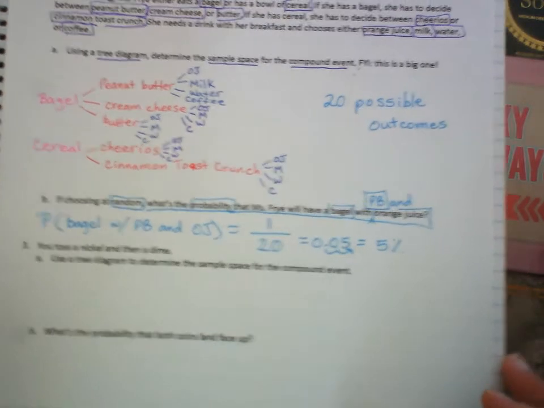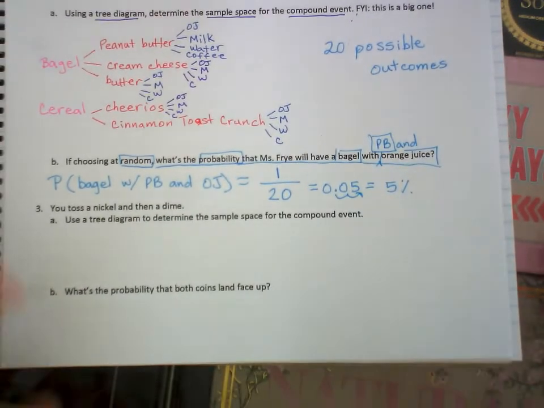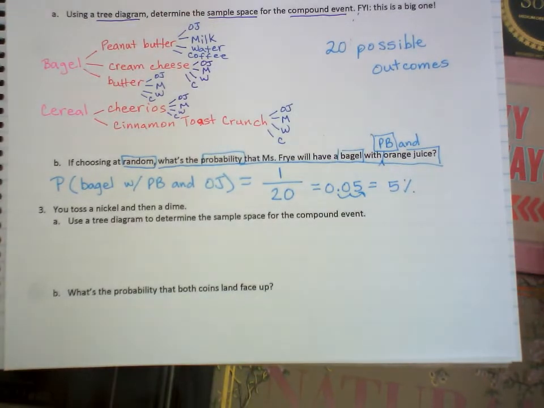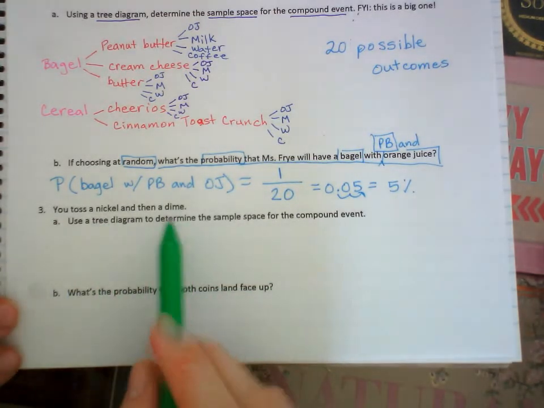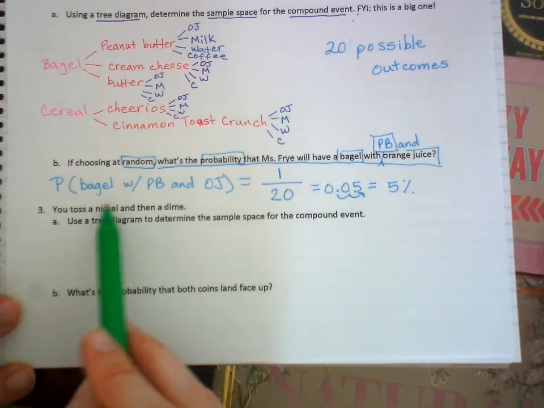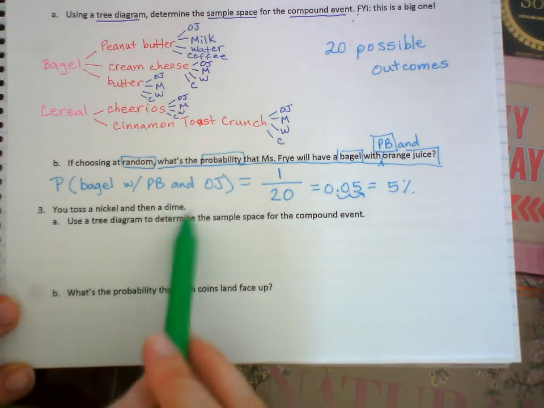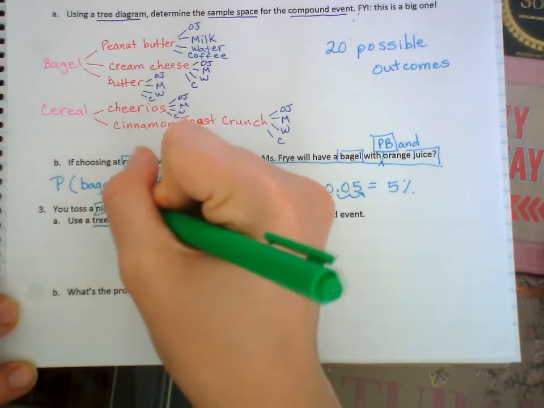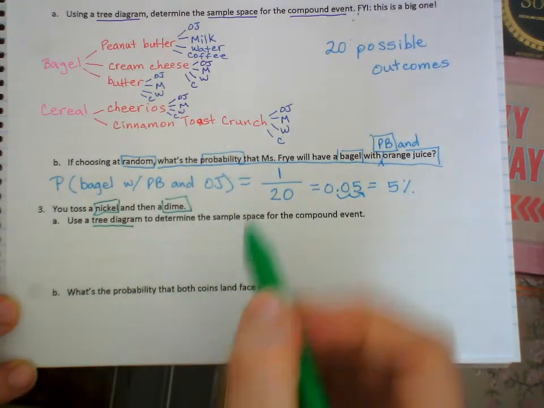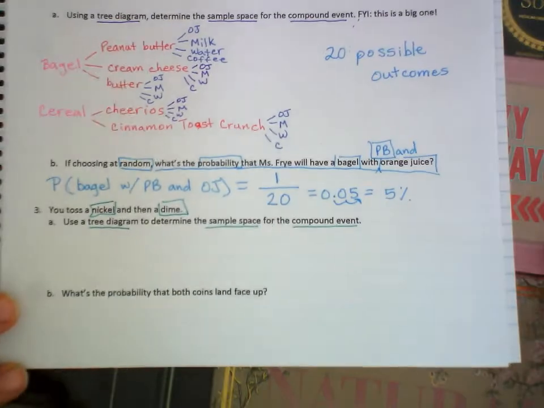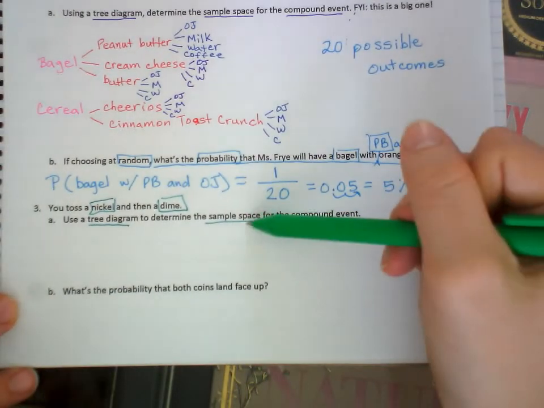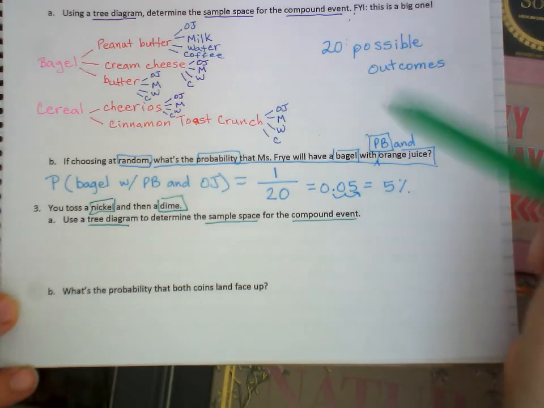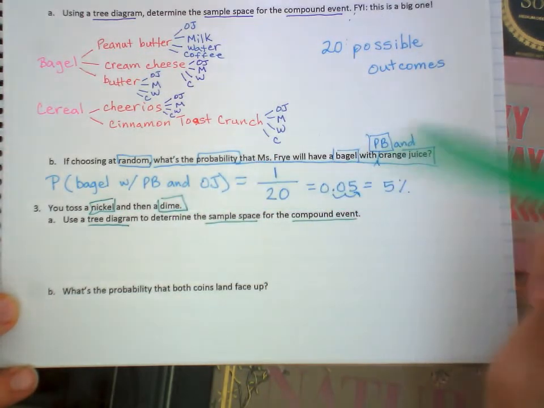All right, here's the last one we're going to do together. If you're feeling confident, you want to try it on your own, go for it. And then play the video when you're ready to check in. So you toss a nickel and then a dime. So you're tossing 2 different coins. The nickel, that's going to be one event. The dime, that's going to be the other event. Use a tree diagram, okay? So we have a nickel and a dime. Use a tree diagram to determine the sample space for the compound event. Sample space, all possible outcomes. Compound event, 2 events. Tossing a nickel, tossing a dime.